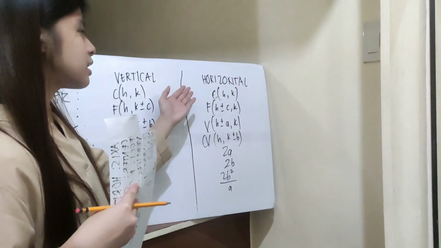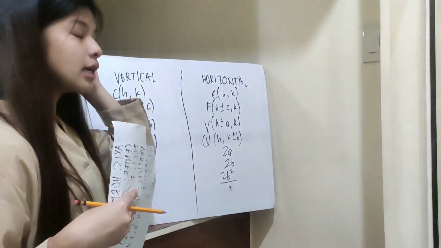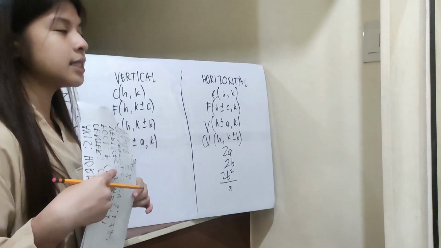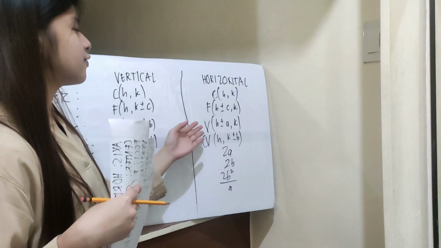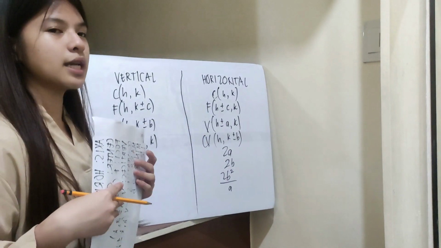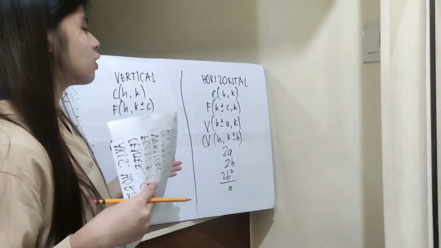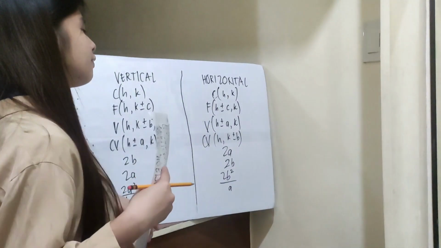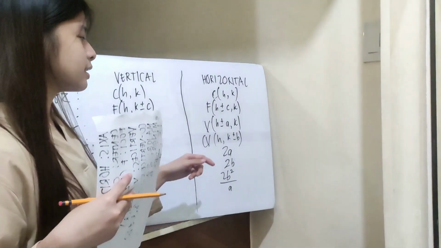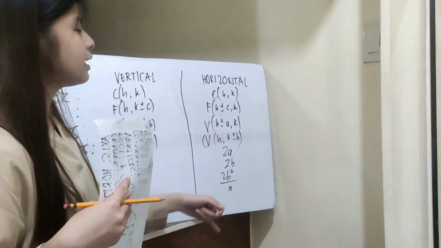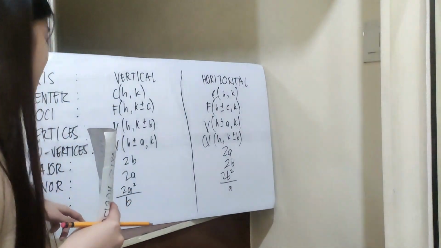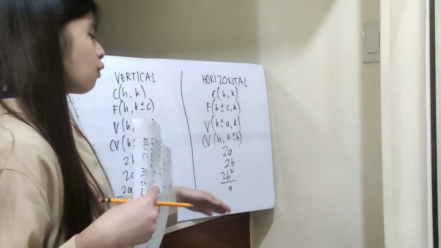For the horizontal axis, we also have center (h, k), and for its foci, we have (h plus or minus c, k). For its vertices, we have (h plus or minus a, k), and for its co-vertices, we have (h, k plus or minus b). For its major axis as well, we have 2a, and for its minor axis, we have 2b. Lastly, for its latus rectum, we have 2b squared over a.